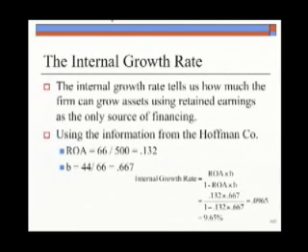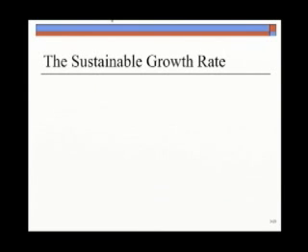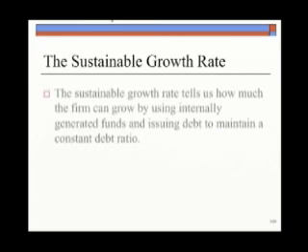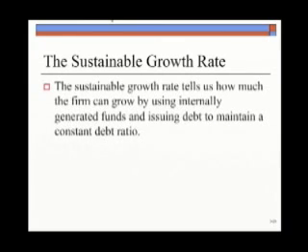We will need external funds. The other growth rate we're going to talk about is the sustainable growth rate. Now, this is how fast we can go if we not only use our retained earnings, but we also maintain the same debt ratio that we have. So as we grow, our assets grow, so our debts grow. So if we use retained earnings and we let our debt grow, how fast can we grow?